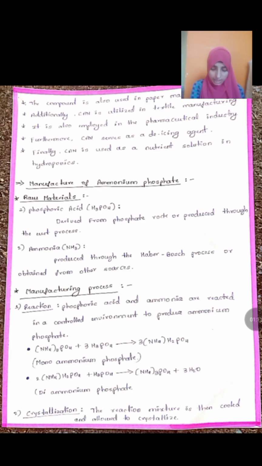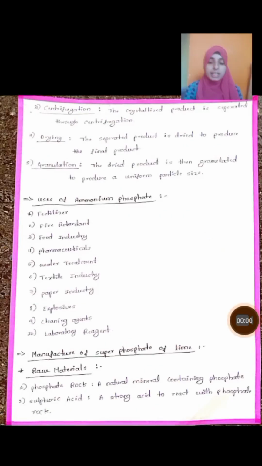Second one is crystallization. The reaction mixture is then cooled and allowed to crystallize. Third, centrifugation. The crystallized product is separated through centrifugation. Fourth one is drying. The separated product is dried to produce the final product. Fifth one is granulation. The dried product is then granulated to produce a uniform particle size.